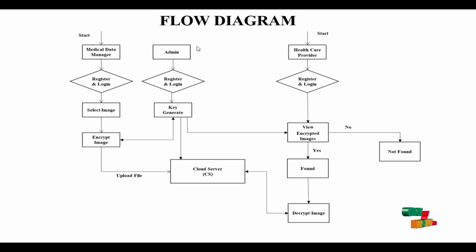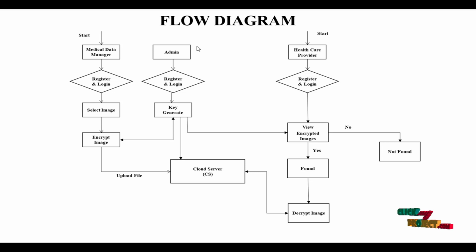Now we are going to see the flow diagram. First, the medical data manager logs in. Then the manager chooses the image for encryption and can view the selected image. Then the manager requests a key for these selected images from the admin. The admin can view the requested list to generate the key. Then the key is generated and sent one by one to the manager. The manager gets the key, encrypts all the images, and stores them in the cloud.